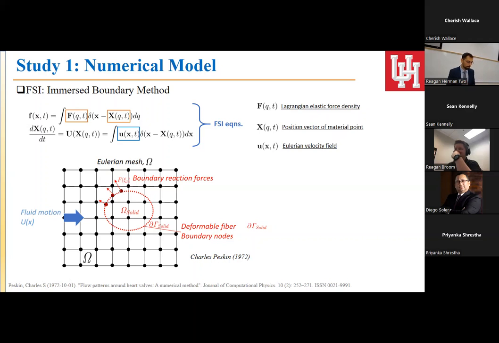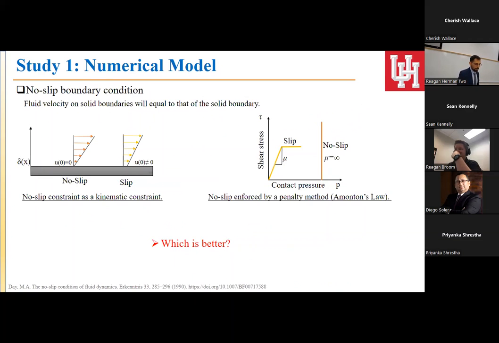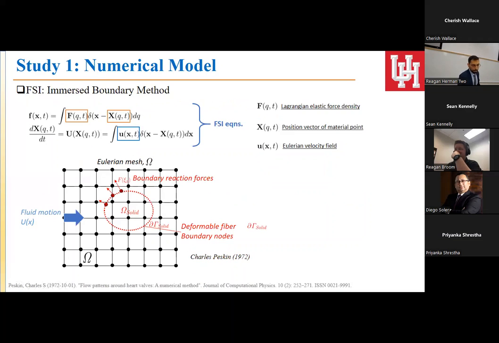Now, lastly, since the Lagrangian part has been deformed, the Eulerian part is the same because it's Eulerian, but the fluid, the Navier-Stokes equations, must be updated to account for the new velocities.